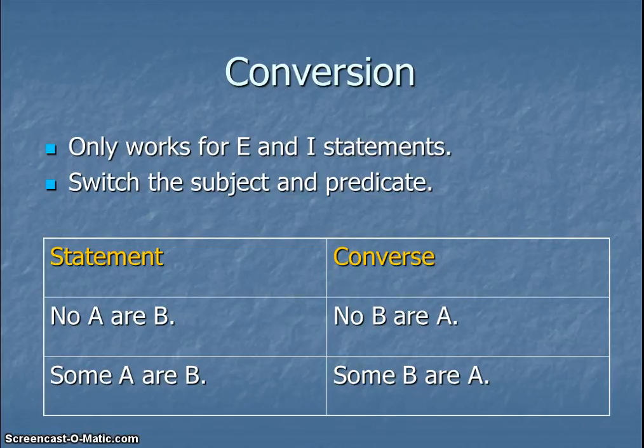And when we do the conversion, all we're going to do is switch the two around. So I'm going to switch the subject to the predicate and the predicate to the subject. So right here, I take a no A are B and I turn it into a no B are A. Okay, not real difficult. Basically, it says no cats are dogs, and it says no dogs are cats. Some dogs are mammals, some mammals are dogs. So we're just turning it around.